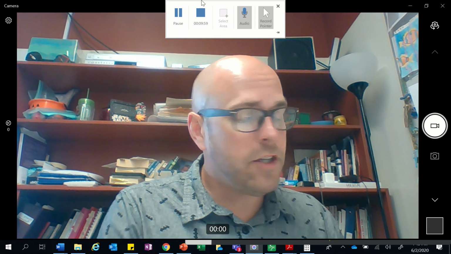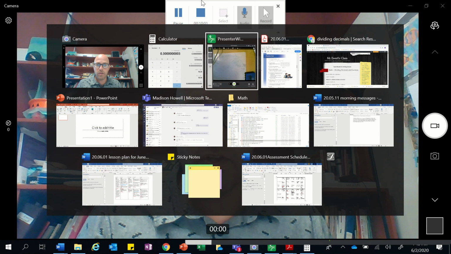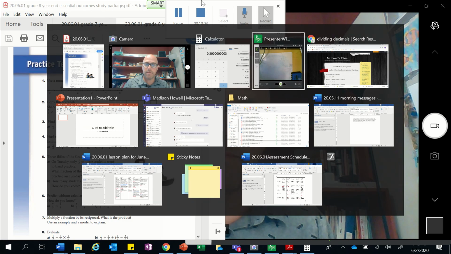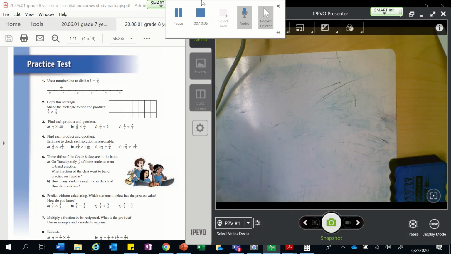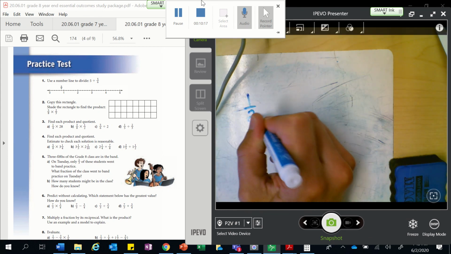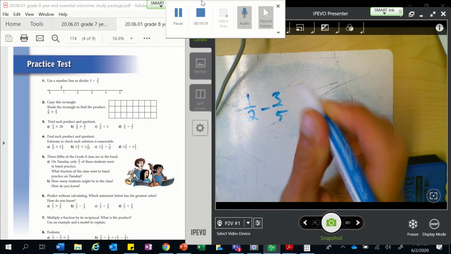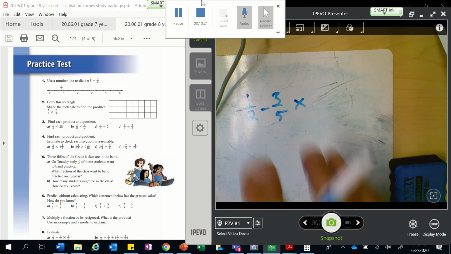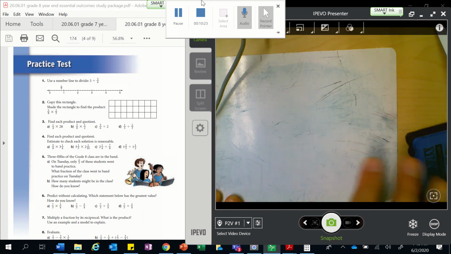Number 4, find each product and quotient. Once again, just remember a product is multiplication, quotient is division. And now let's fast forward to number 8. It says evaluate. Evaluate means to solve. But 8a, there is a bit of a trick. You know what? Let's do 8b.